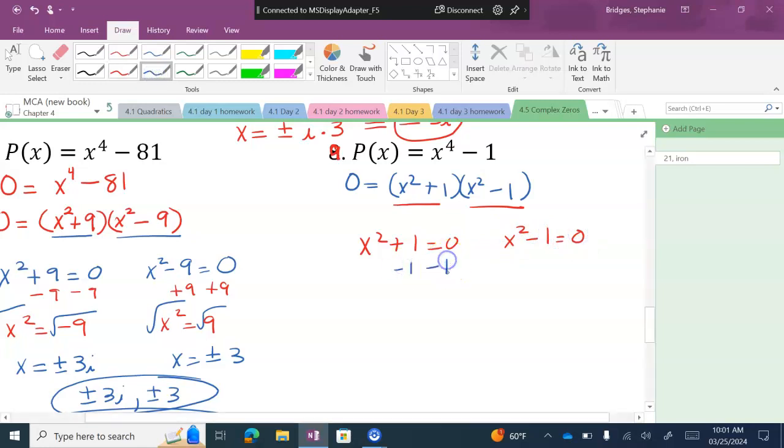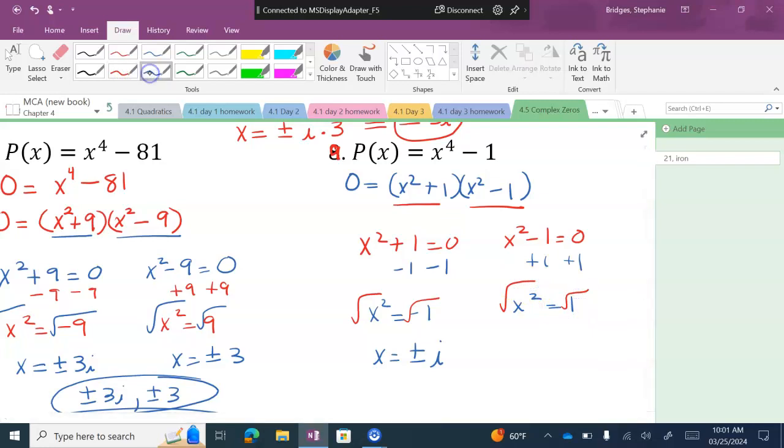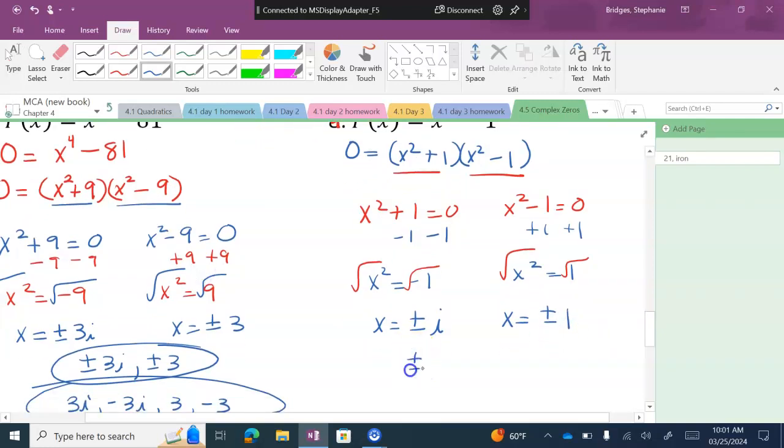This time I have to subtract 1 on this first one. So when I take the square root, I'm taking it of negative 1. So x equals plus or minus the square root of negative 1, which is i. Then over here we add 1. We take the square root, plus or minus, the square root of positive 1, which is 1. So my 4 answers are positive or negative i, positive or negative 1. Again, you could write that as i, negative i, 1, negative 1 if you wanted to as well.